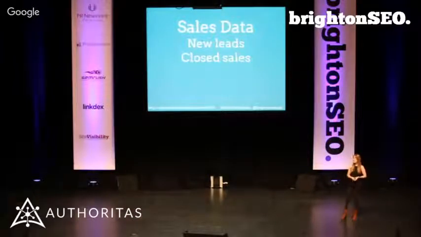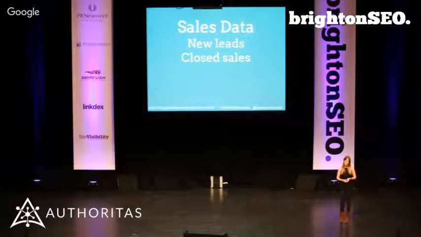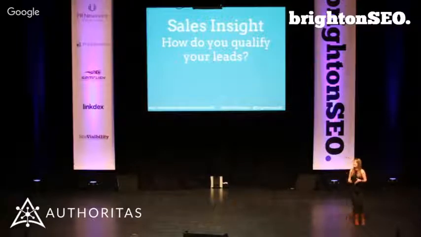The next thing is to back this up with sales data. So if you've got a CRM or if you've got any way that you're tracking both new leads coming into your business and your closed sales, that can be a really good source of insight about where your customers are based, for example, what types of businesses they work in, maybe their job titles. You can back that up as well with sales insights. So have a think about talking to your sales teams and saying, how do you qualify your leads? That's going to reveal some desirable attributes amongst your audience.